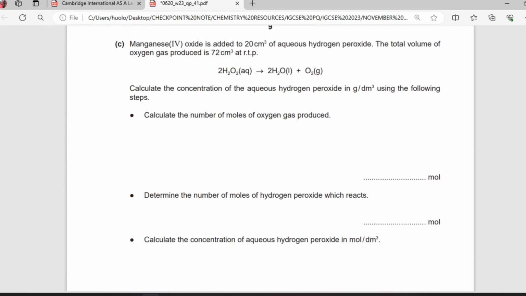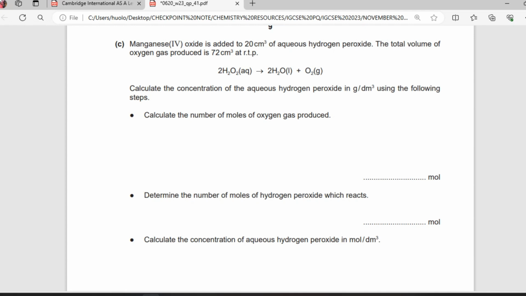Okay, so this is some sort of calculation. Manganese(IV) oxide is added to 20 cm³ of aqueous hydrogen peroxide. The total volume of oxygen gas produced is 72 cm³ at r.t.p. Okay, so let's do something.